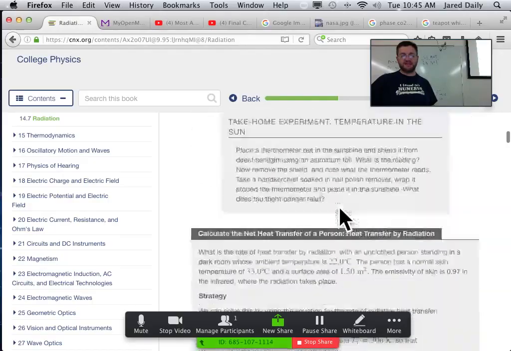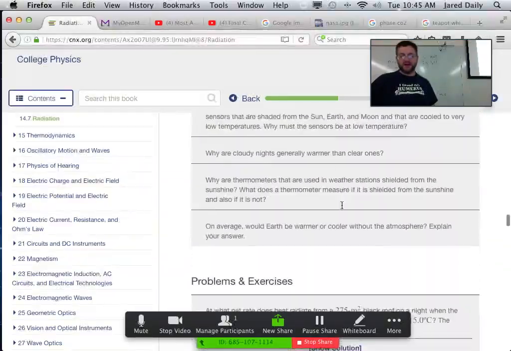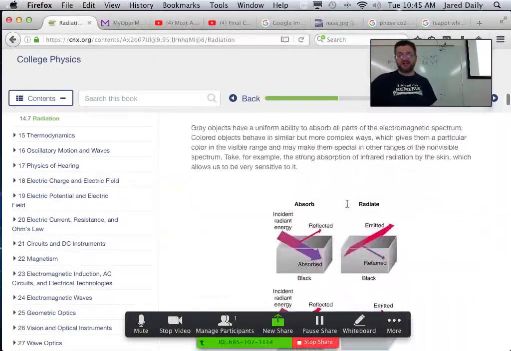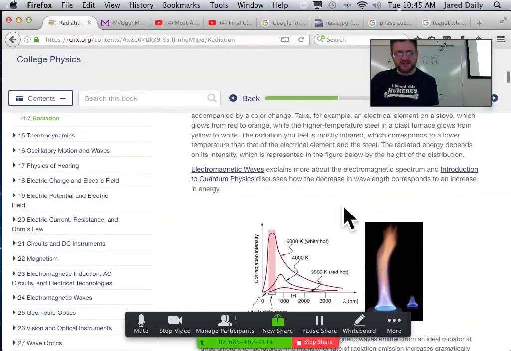Everything has an emissivity. Some things have an emissivity that allows them to essentially reflect everything that hits them, like a mirror has an emissivity that reflects. Where are the emissivity numbers?